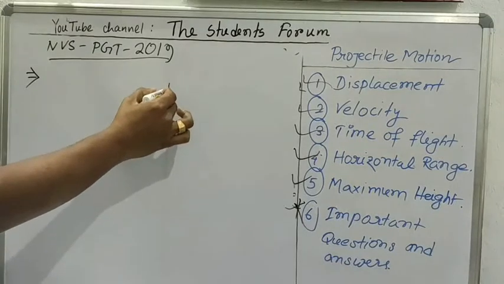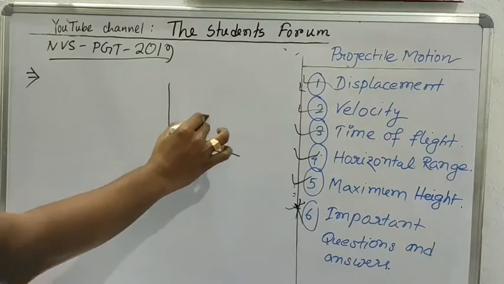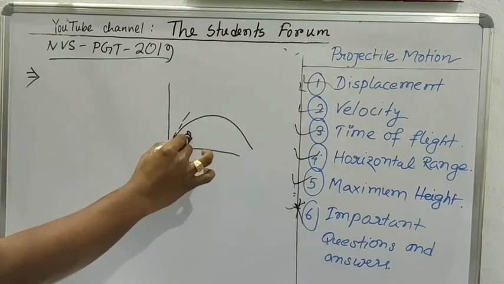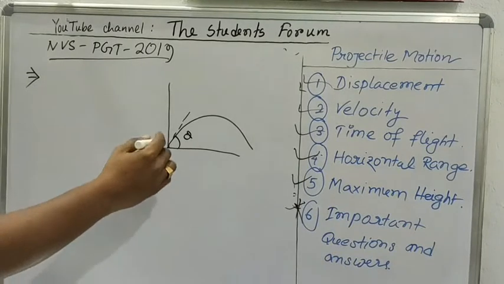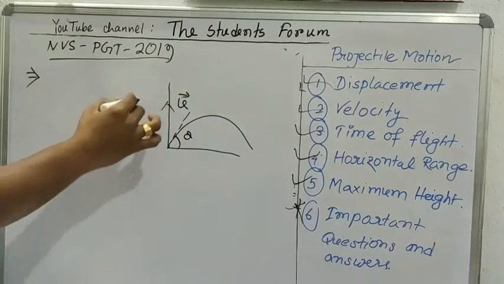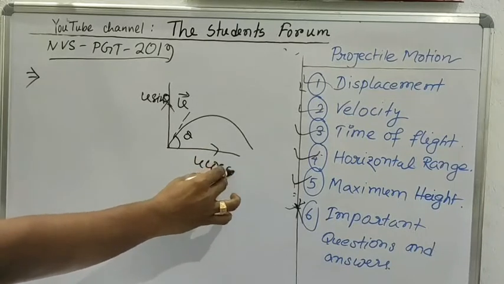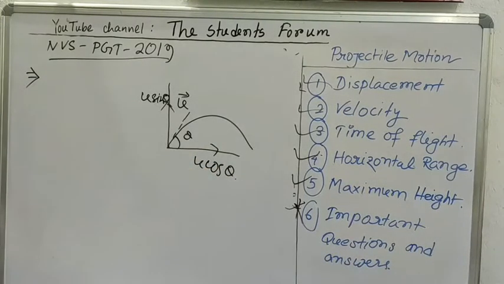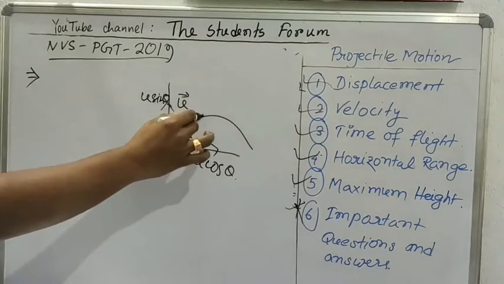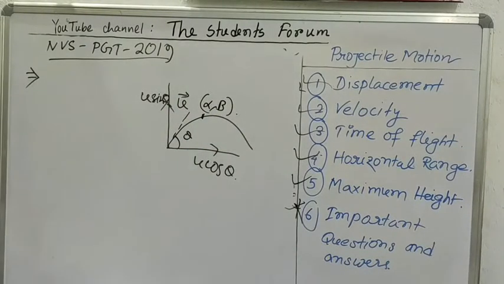That means the ball is projected at an angle theta. Suppose this angle is theta and the initial velocity is u. So this component will be u sin theta and this is called u cos theta. Now we have to find out the total mechanical energy. So as it is given, suppose at a point alpha and beta, we have to find out.